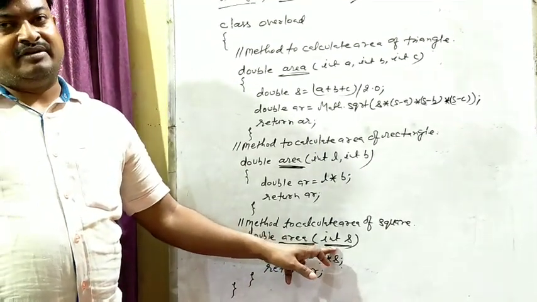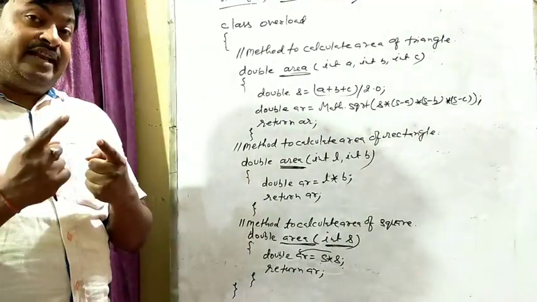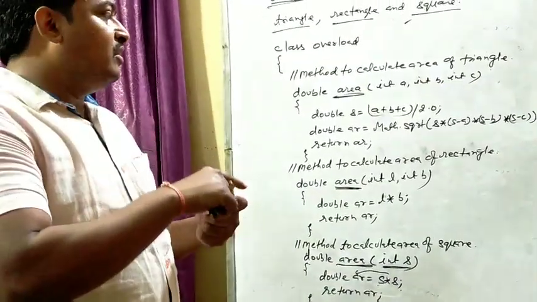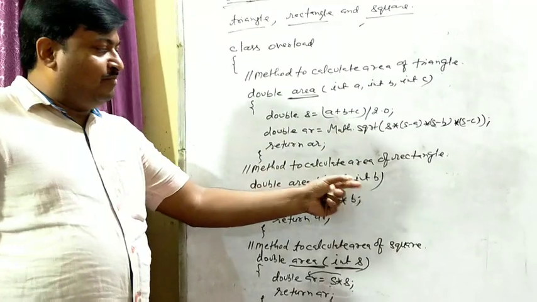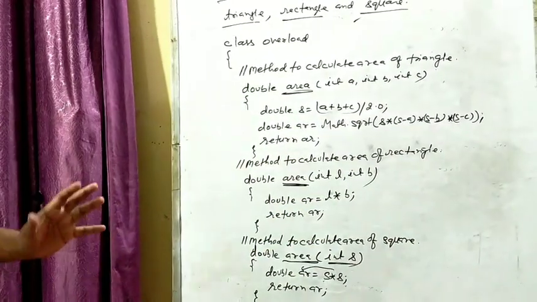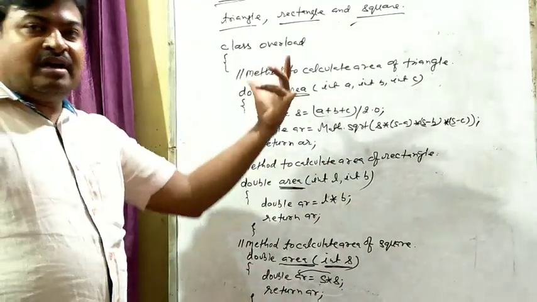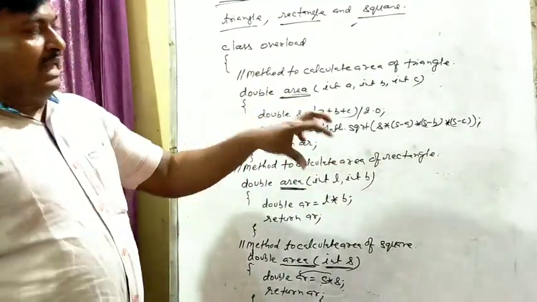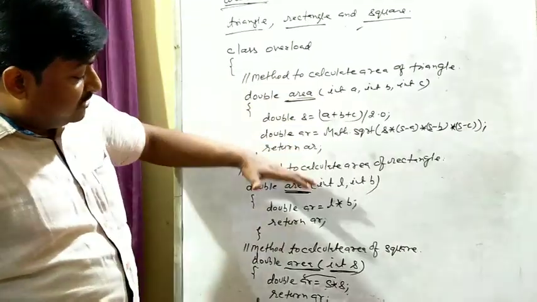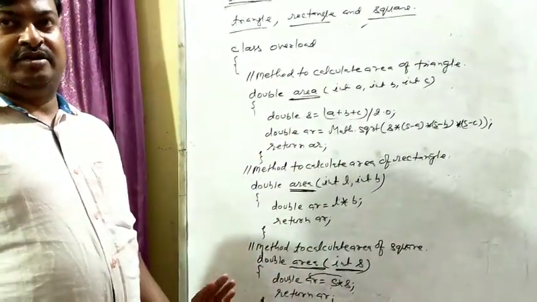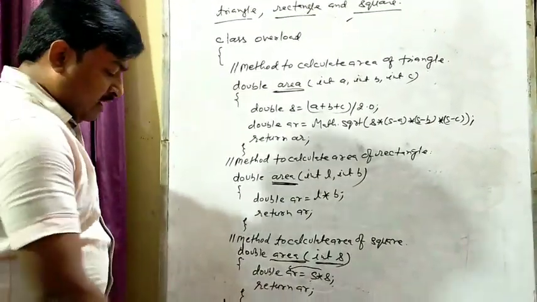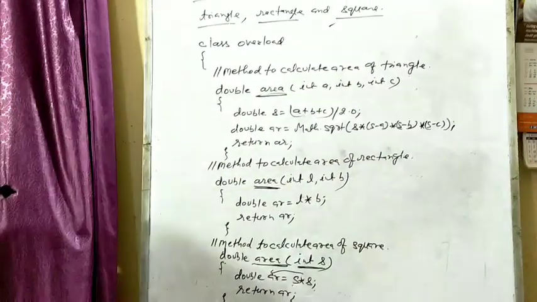So student, function calling depends upon the parametric passing values. Parametric passing values means how many values you are passing. According to that, the respective function will be called. It's okay. Now I am giving you some more questions.